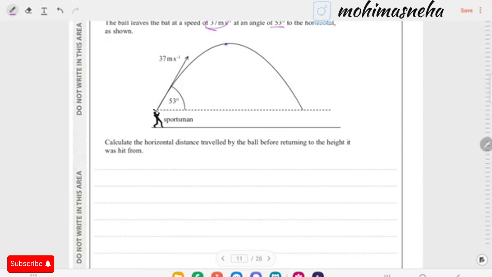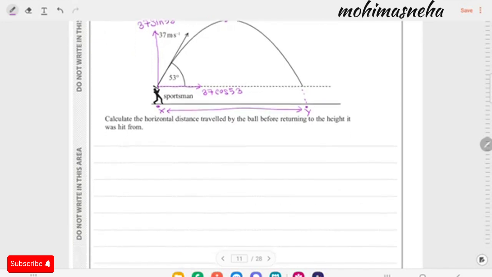At the maximum point, velocity is zero, right? Only the vertical component of the velocity will be zero. The horizontal component would still be the same, 37 cos 53. But let's first write the vertical and horizontal components. This is 37 cos 53, and the vertical component will be 37 sin 53 degrees, right? Now we want to identify the horizontal distance, this much. If this is point x and this is point y, we have to find the distance between these two points.